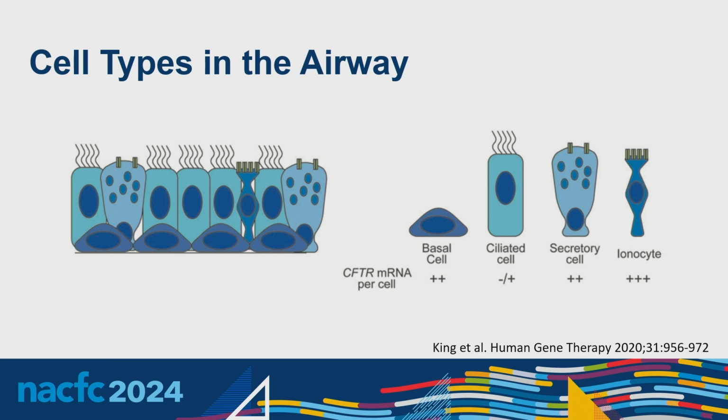There are many different cells lining the bronchial epithelium, and these are some of the key ones. I think the point here is that different cells have different CFTR expression, so there are some cells where it's much more relevant than others.